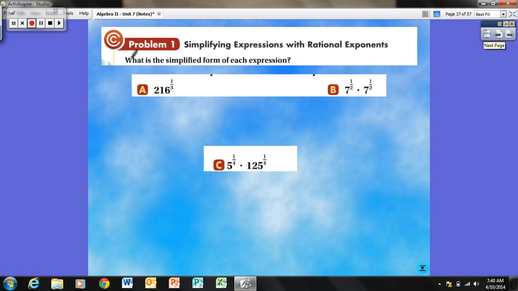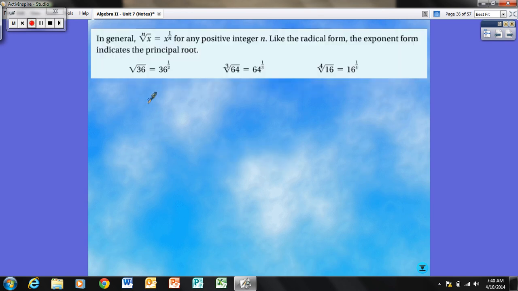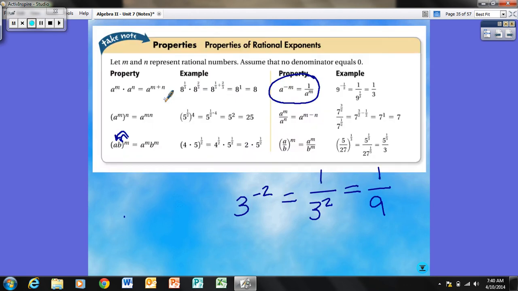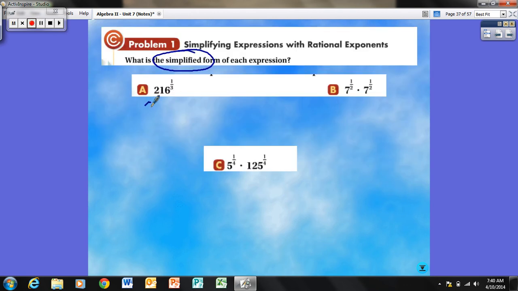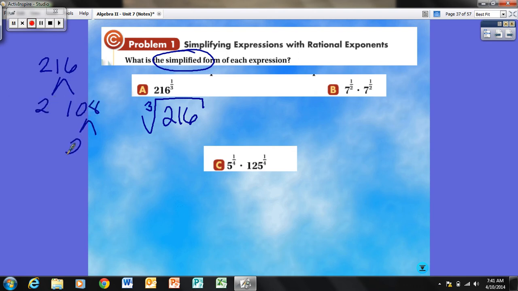So this is really important, that you make sure that you always simplify your answer. So we can write 216 to the 1/3 in radical form. It's an index of 3, so the cube root of 216. But that can be simplified. So let's say 216 is going to break into what? 2 and 108, 2 and 54, 2 and 27, 3 and 9, 3, 3.